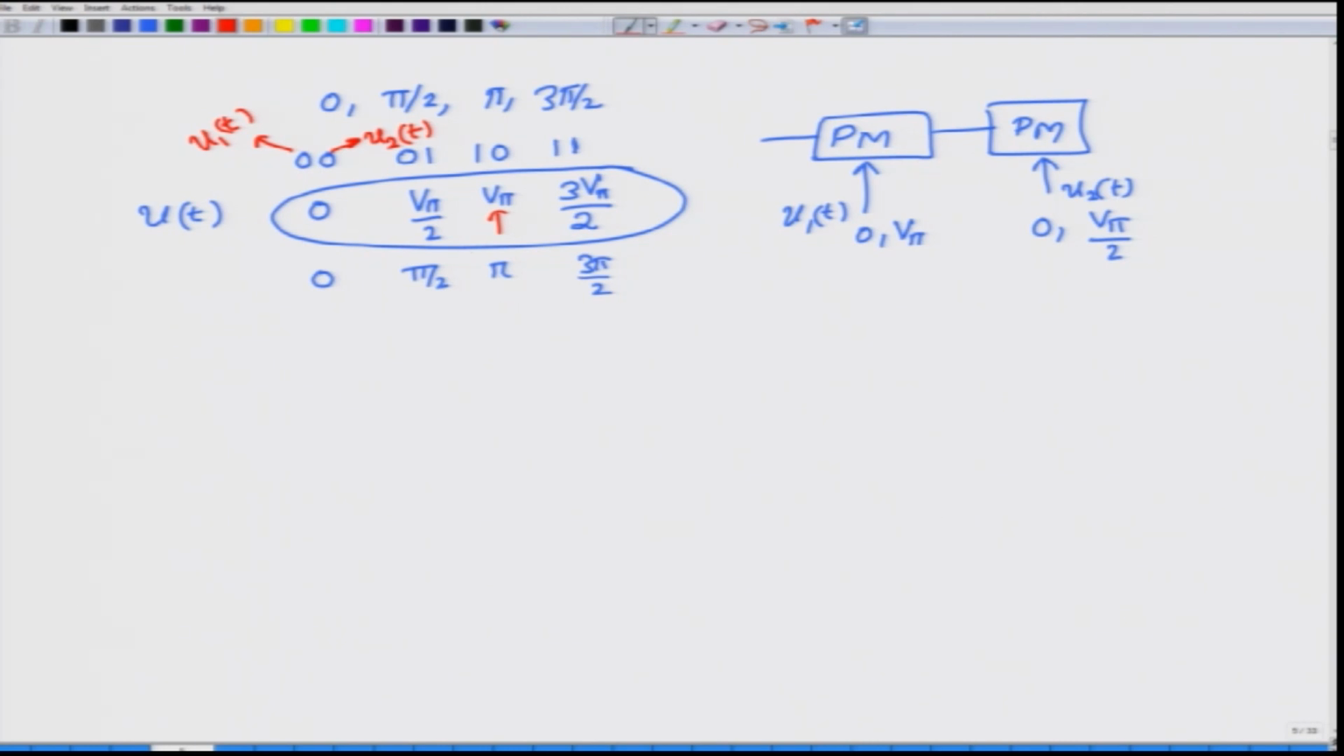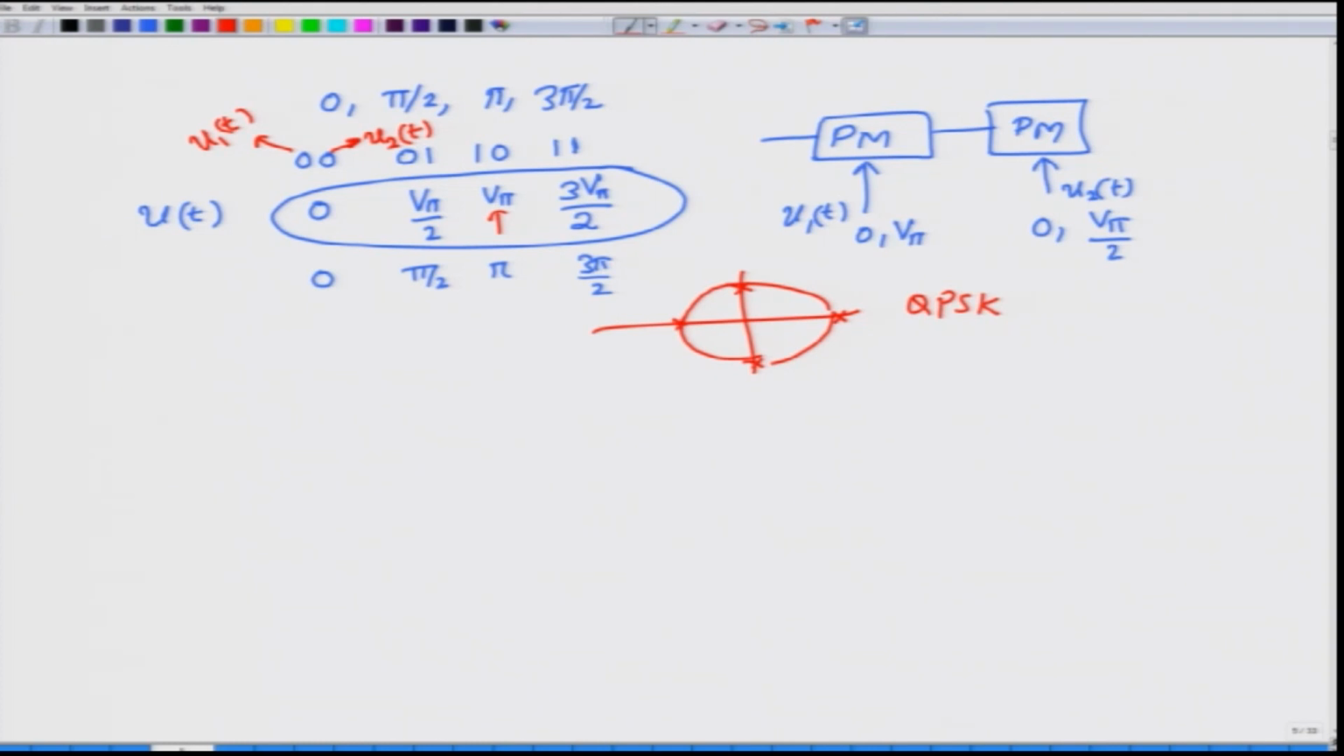And these 4 different phase points can actually be represented as 4 points on a circle, okay, because the amplitude is not changing, only the phase is changing, and this type of modulator is called a QPSK modulator, and the modulation format is called the QPSK modulation format, which stands for quadri phase shift keying format, right.